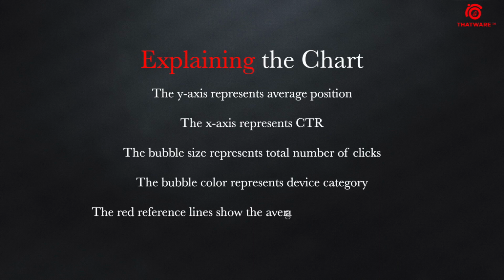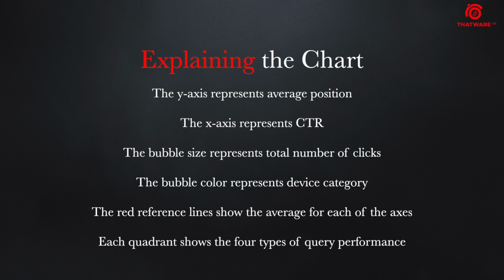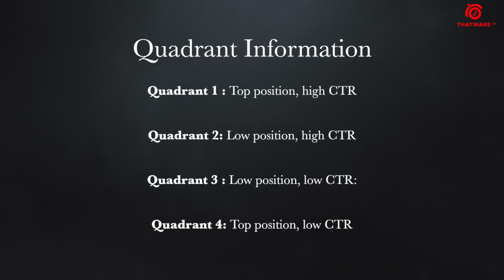Explaining the chart, the y-axis represents the average position, the x-axis represents the click-through rate or CTR, the bubble size represents the total number of clicks, and the bubble color represents the device category. The red reference line shows the average for each of the axes, and each quadrant shows 4 types of query performance. Quadrant 1: top position, high CTR. Quadrant 2: low position, high CTR. Quadrant 3: low position, low CTR. And quadrant 4: top position, low CTR.